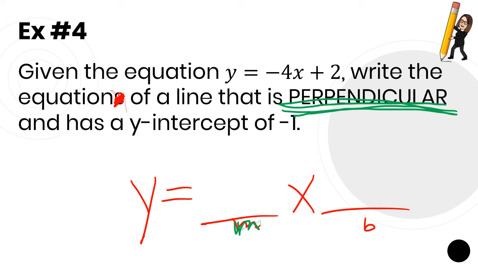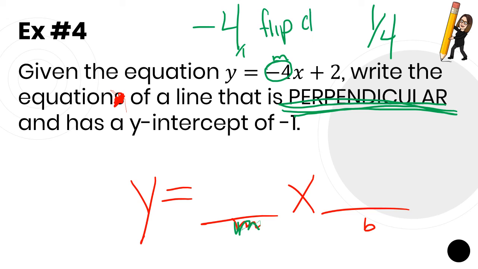So this is perpendicular, so I'm going to take this m value in front of the x. I'm going to say, hey, -4. If I flip it, well, technically it's 4/1, so it's going to become 1/4. If I change it, it's going to go from a negative number to a positive number. So my new slope is +1/4. I don't really need a plus sign here. It wouldn't matter to me if you left it though.